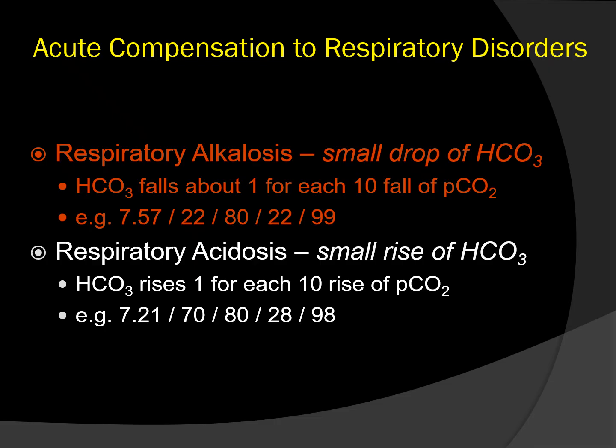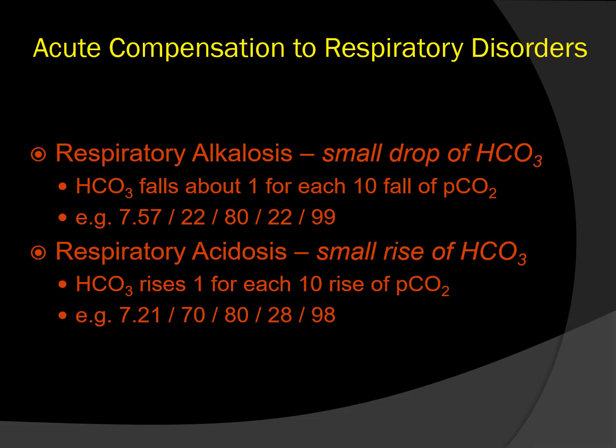And in a respiratory acidosis, a similar but opposite thing happens. When the PCO2 rises, the bicarb rises 1 for every 10 rise of PCO2. So for example, here we have someone with acute hypercapnia, possibly a drug overdose. The PCO2 jumped up to 70, so the pH is quite low at 7.21, but the bicarb is up about 3 or 4 at 28 because the PCO2 went up 30. Now, the bicarb of 28 is an acute change. It did not take any time. It happened simultaneous with the PCO2 rising.